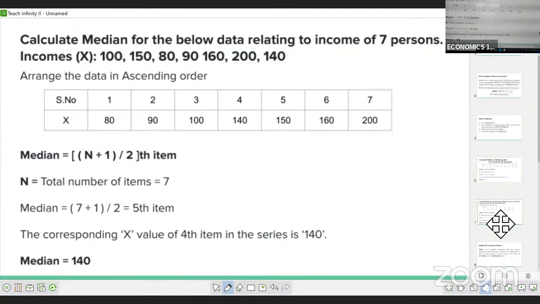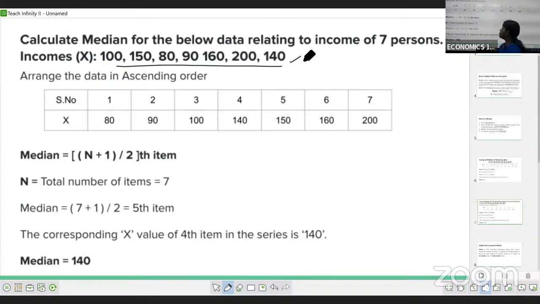Okay. So we'll go with this one first, then we can go to the next one. The given data is there now. You can see this given data. They gave the data like 100, 150, 80, 90, 160, 200 and 140. You will get something like this in the question to calculate.